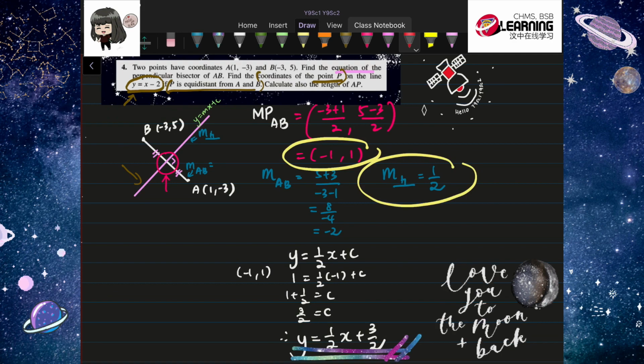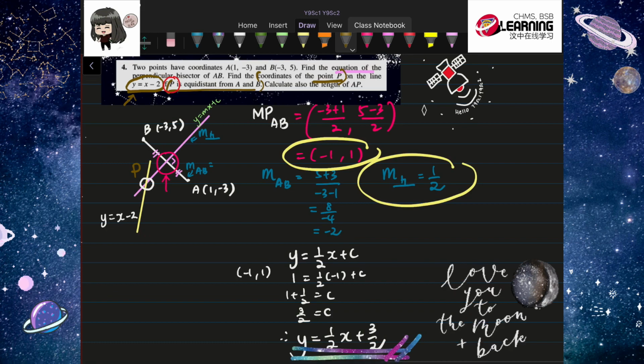So also calculate the length of AP. Now we need to find our P. Let's say this line, we have another new line here, because it's positive, y equals x minus 2. So this line here is your y equals x minus 2 line, and these two lines pass through P. So this is your coordinate of P. That is what it means for P to be equidistant from A and B and also on y equals x minus 2.